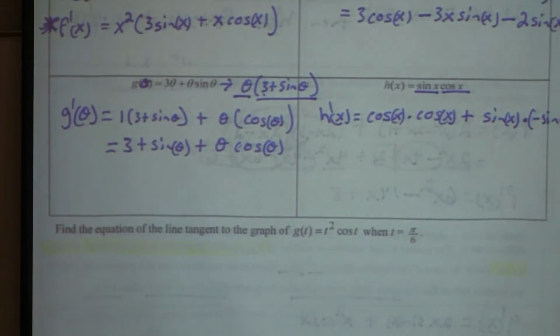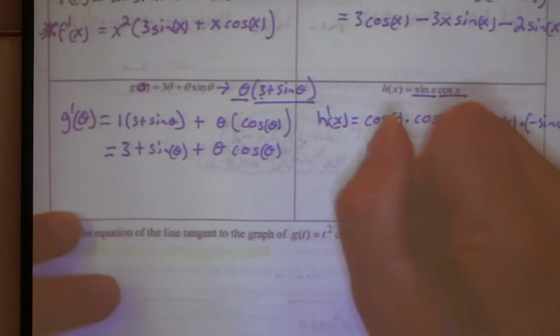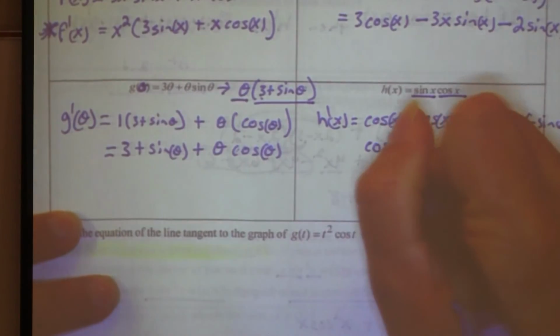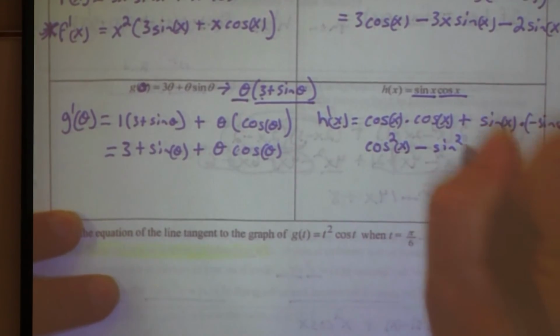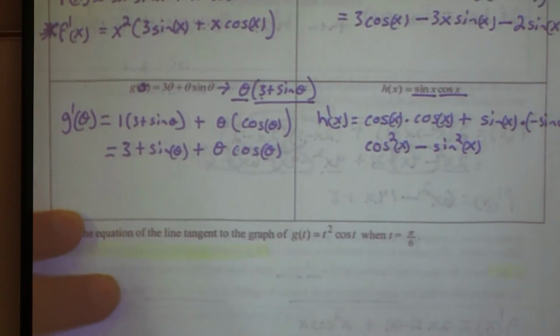Can we simplify this a little bit? What do we end up with? Cosine squared x, right? And then minus sine squared x.